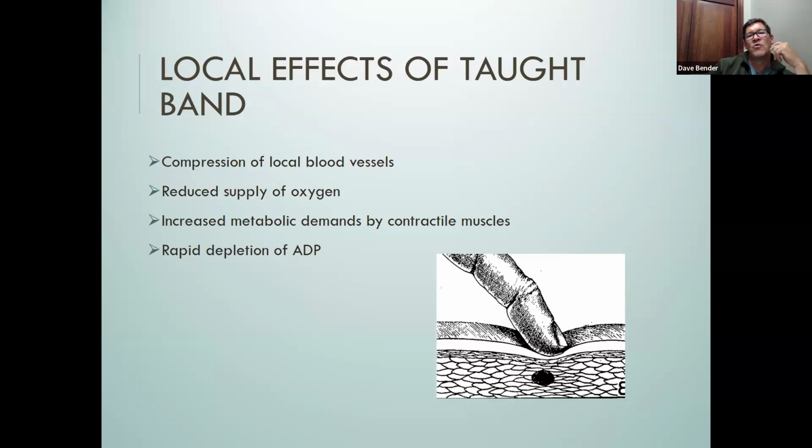Again, some of the local effects of a taut band are going to include compression of the local blood vessels. If I get compression of that muscle, those muscle fibers are taut. One of the concepts is that you're going to get compression of the local blood vessels, and are you reducing the oxygen supply to that tissue or region? This then increases the metabolic demands of that contractile tissue with rapid depletion of ATP as well. So when you look at this model here, it's the energy system that will get impacted within this.